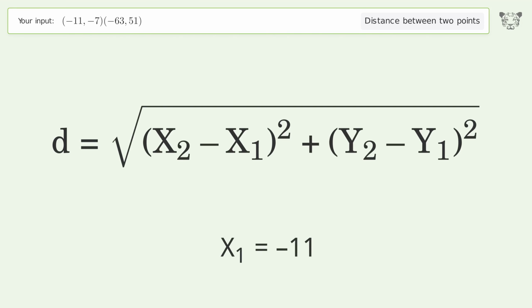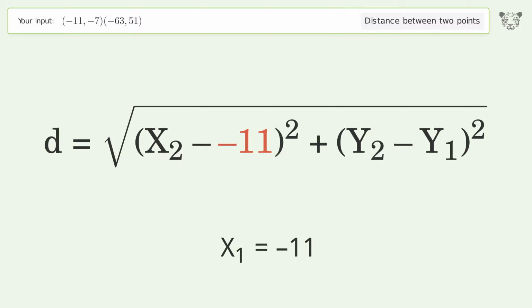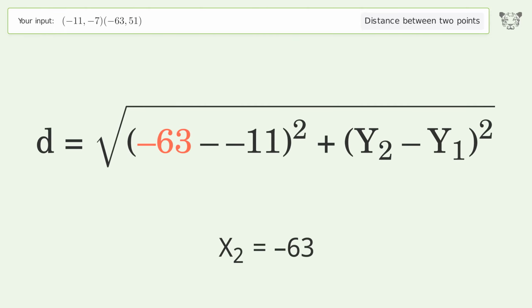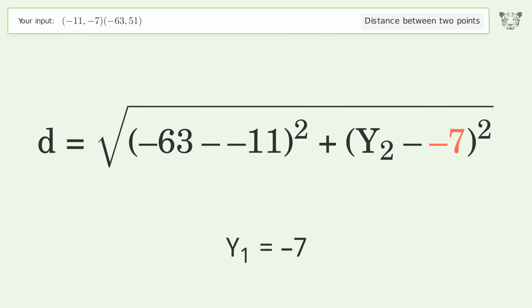x1 equals -11. x2 equals -63. y1 equals -7. y2 equals 51.